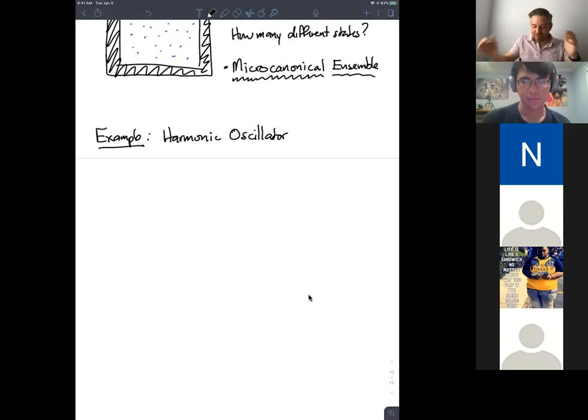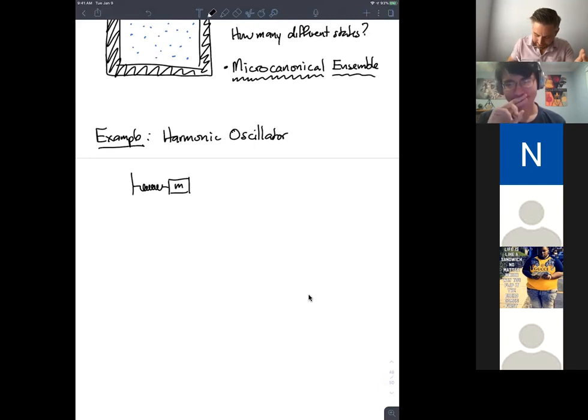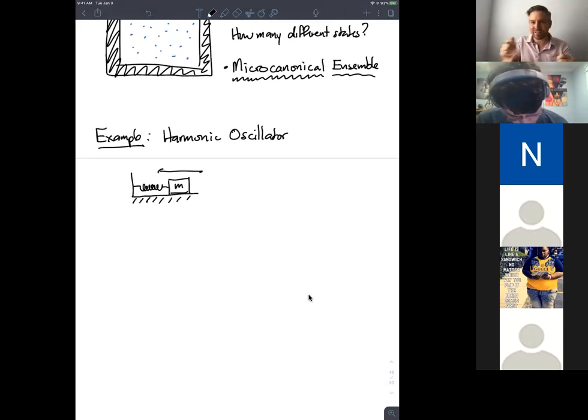Okay, so an example of a harmonic oscillator is, for example, a mass attached to a string, which is attached to the wall. And this thing slides on a frictionless surface. So this thing just oscillates back and forth forever.